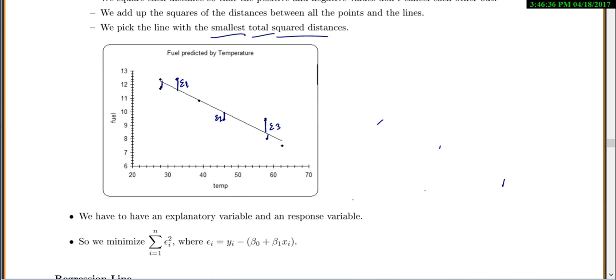Now a few things, if you're doing linear regression, you do need to have an explanatory variable and a response variable, so it does matter which one's x and which one's y. Notice here, we're minimizing the sum of each error term squared. And again, the error term is just the distance between your actual point and the line. So y i is your actual point. And this entire thing is the equation of the line.